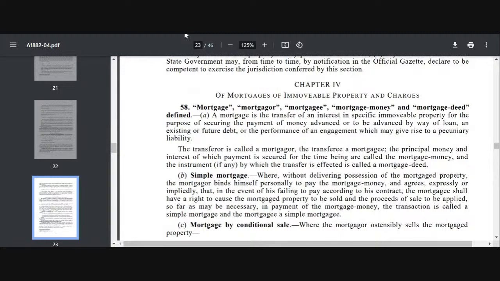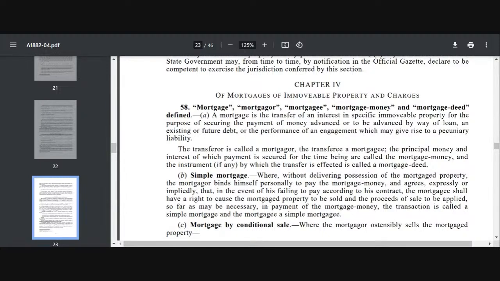Come to chapter 4. Chapter 4 is mortgage and charge. It is dealing with mortgage and charge both. 58 is so important that you will have to read it. If you see section 58, a very important section, here is the definition of mortgage. You know what is a mortgage? It is an interest in a specific immovable property for the purpose of securing payment of money.